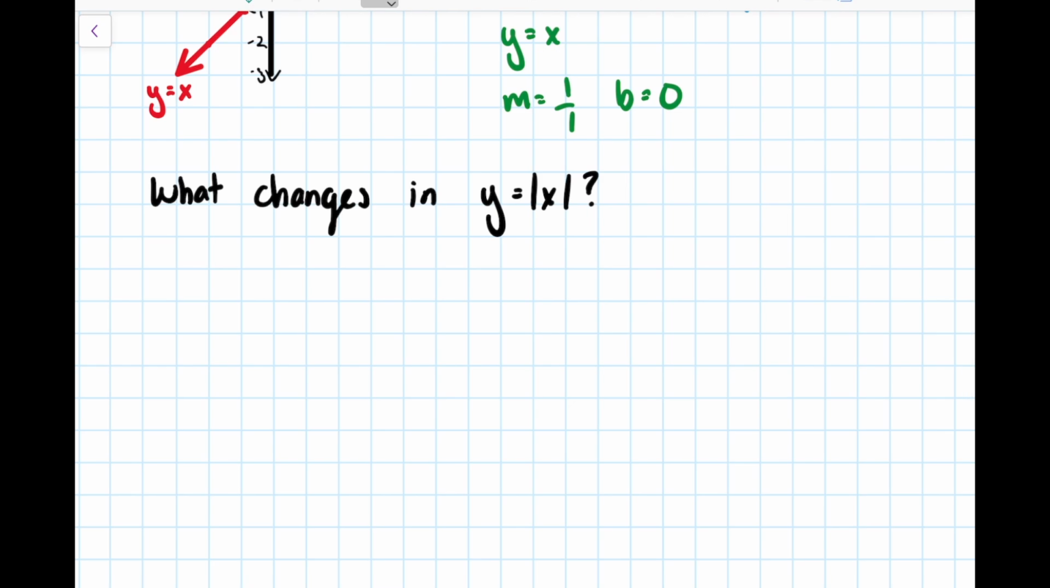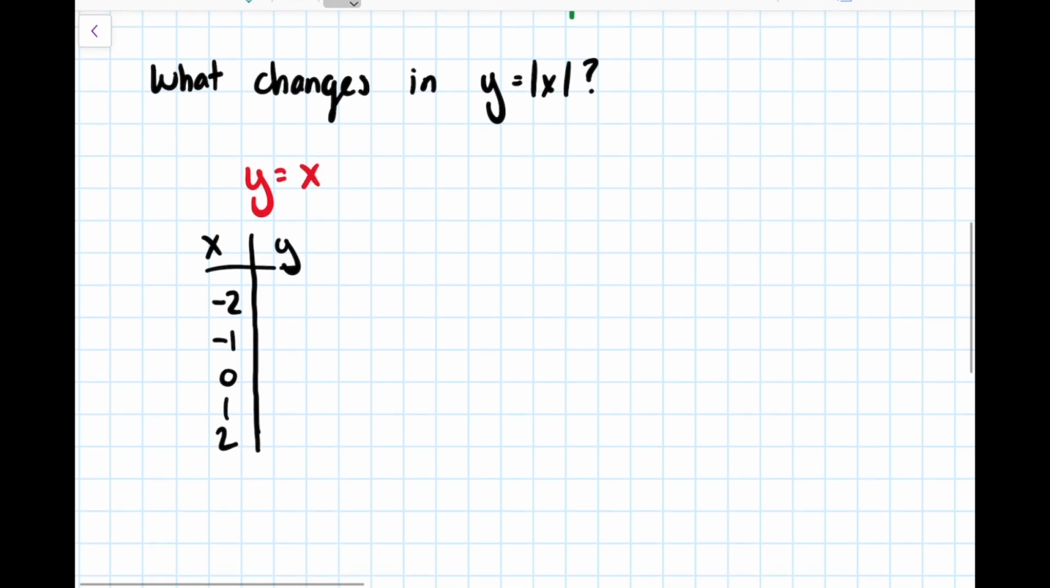First, for y equals x without the absolute value. So we had x and y, and we've got some points: -2, -1, 0, 1, and 2. If you plug those x values in, well, y equals x, so you're just going to get the same thing, right? If x is 0, y is 0, if x is 2, y is 2, and so on and so on. If we do y equals the absolute value of x, though, let's see what changes.